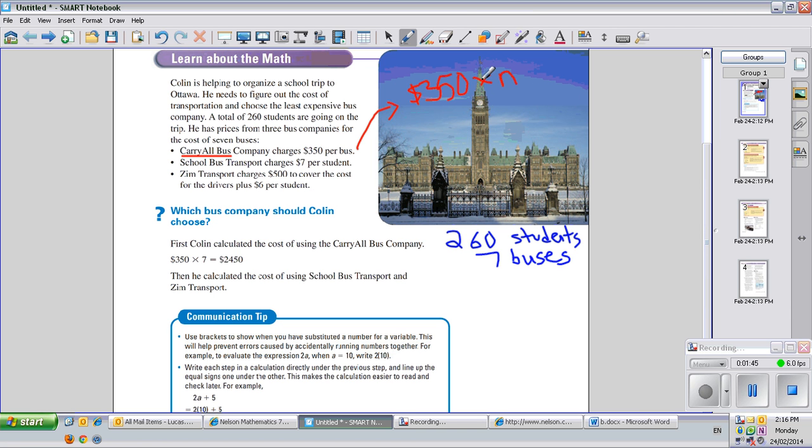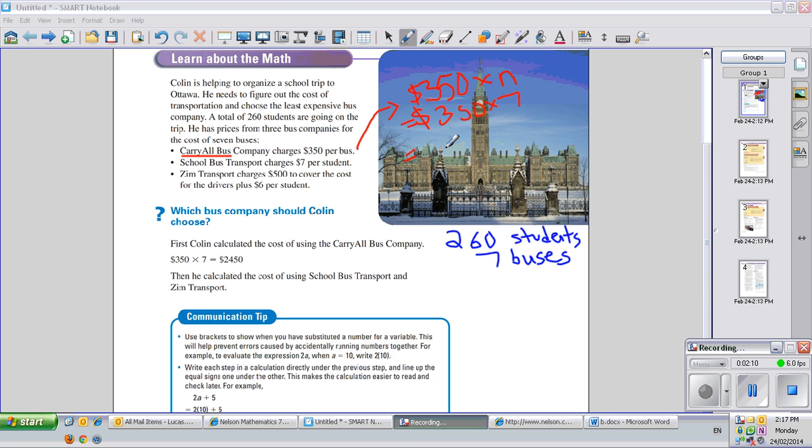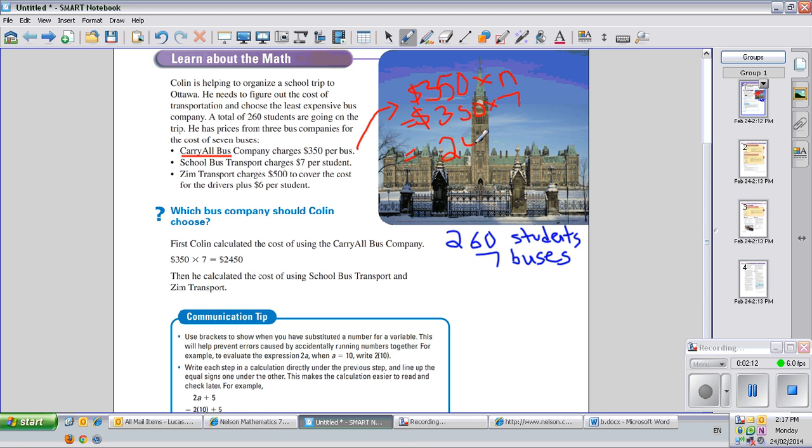$350 times n. N being your variable and the number of buses. In this question, we know that there are 7 buses. So therefore, we can substitute 7 for our n and have 350 times 7, which will give us $2,450.